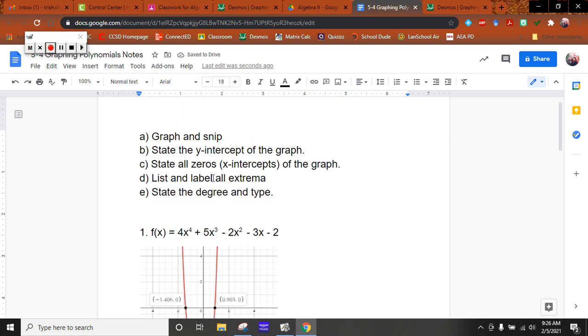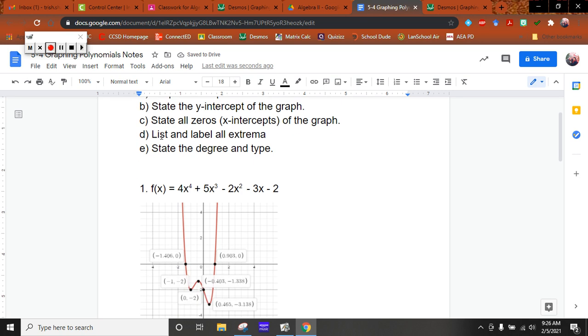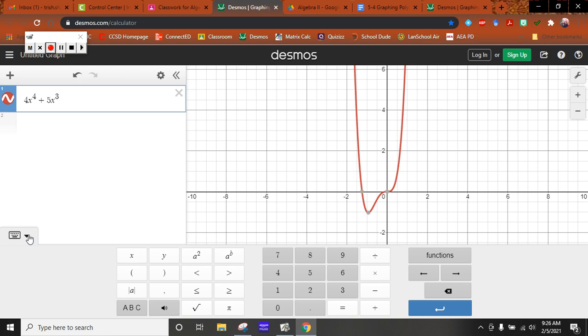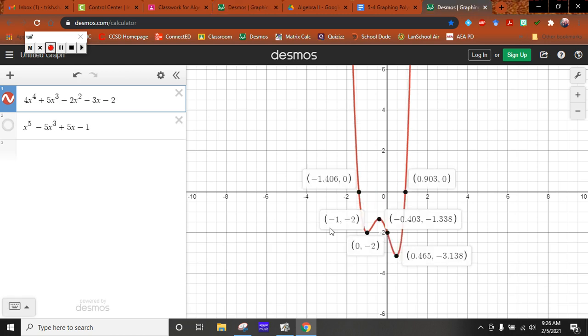That's where we get into the new stuff, okay? We're going to list and label all the extremas. Every time the graph turns, and there are 3 different ones, there's this -1, 0 that goes with this point. That's why I said you really have to make sure you keep track of what point goes where. So this point was at -1, -2. This point was at -0.0403, -1.338.